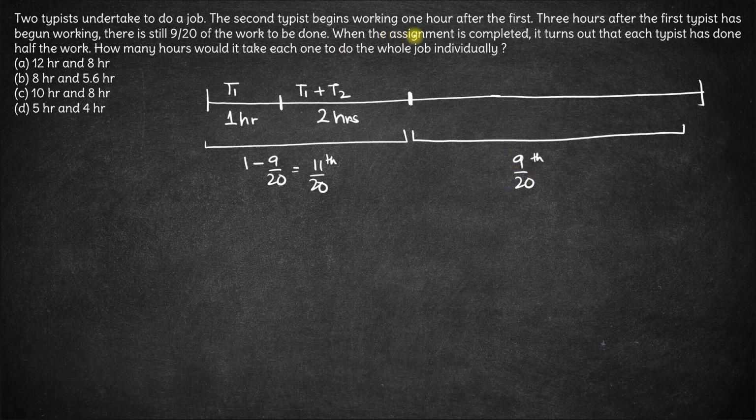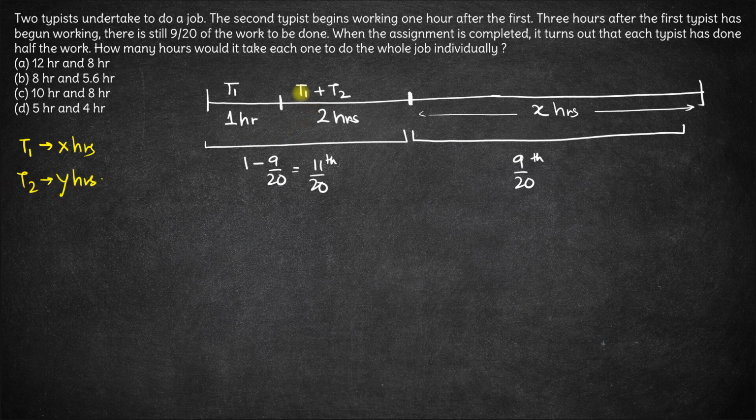Fine. When the assignment is completed, it turns out that each typist has done half of the work. How many hours would it take for each of them to do the job individually? So at the end of, let's say, another x hours, this whole duration is x hours, the amount of work done by T1 as well as T2 is half each. Let's say the time taken by the first typist to complete the whole work is x hours, and the time taken by the second typist to do the whole work is y hours.